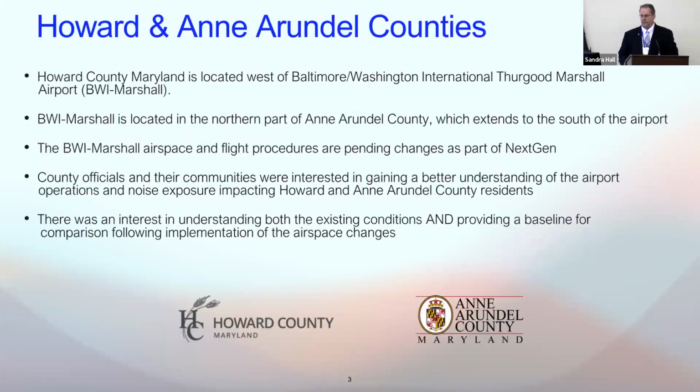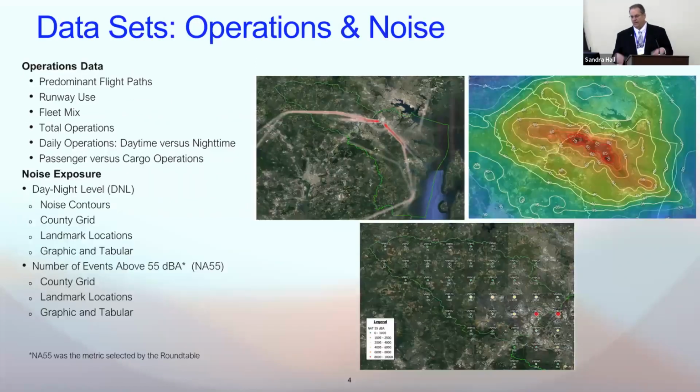So BWI Airport is located right in the middle between the two counties that we worked with. Anne Arundel is to the south and east, and Howard is to the west and north. And the airspace and flight procedures that Jesse talked about have been pending for quite a while. But what we wanted to do was establish a baseline so that when the new procedures are implemented, we have a basis of comparison to see exactly what the impacts are, positive or negative, of the new procedures once they get implemented.